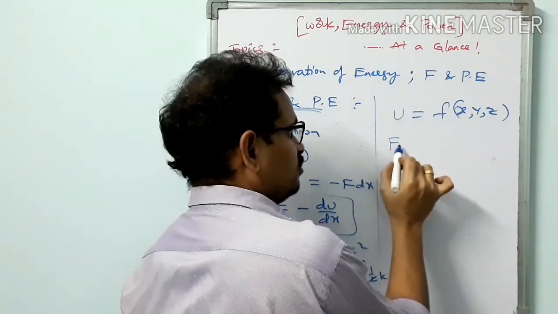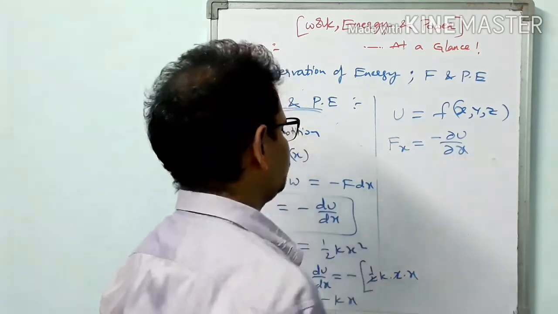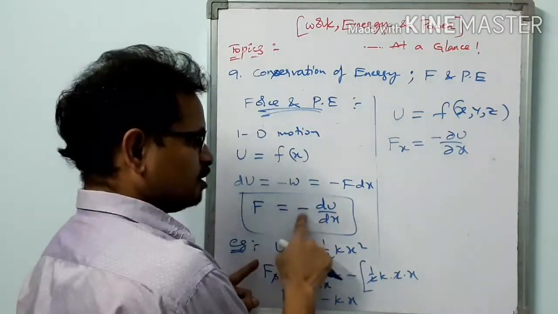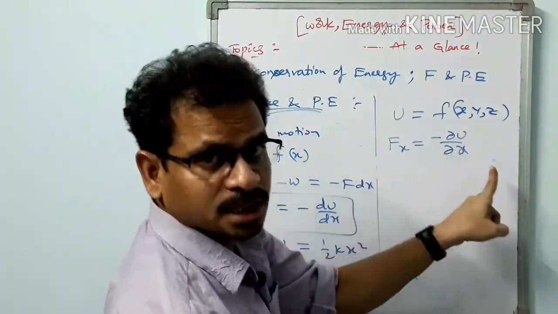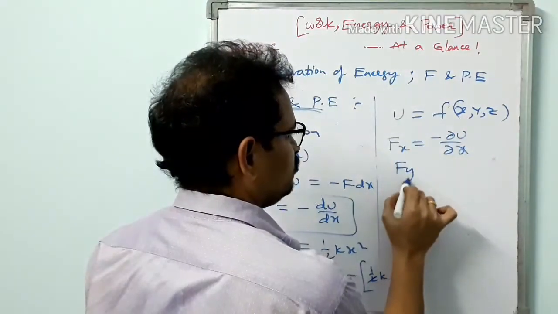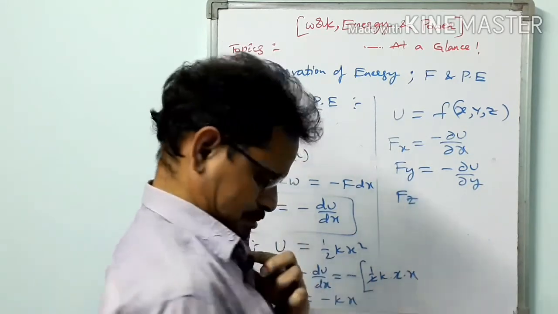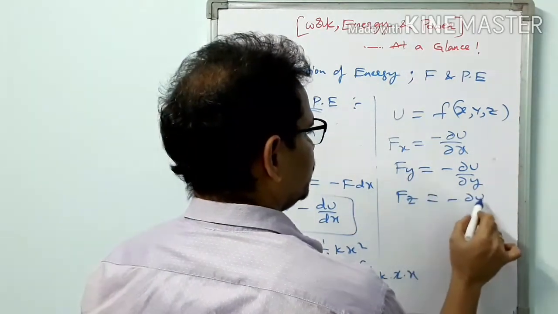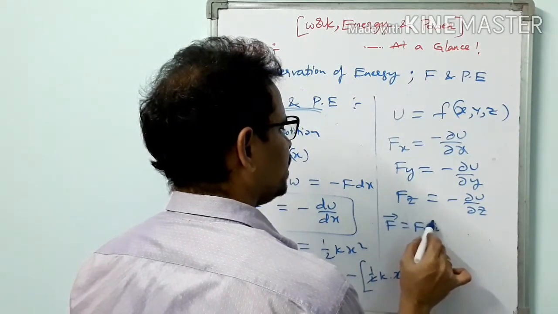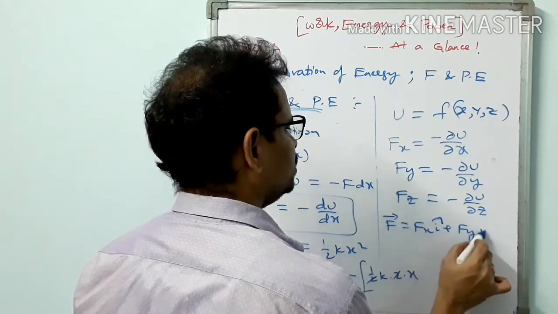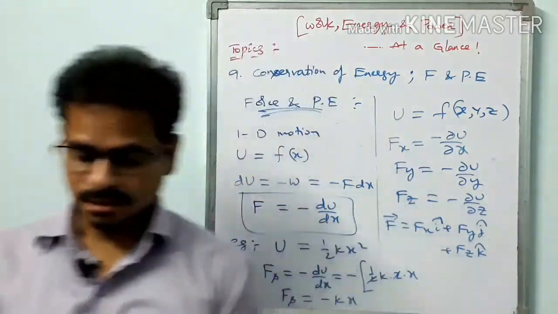So what is F_x here? F_x equals minus dou u by dou x, because F equals minus du by dx. Here there are three components, x, y, z. Therefore we have to go for partial differentiation. Similarly, F_y equals minus dou u by dou y, and F_z equals minus dou u by dou z. So what is the final force vector? F bar equals F_x i cap plus F_y j cap plus F_z k cap. So we can find the force.